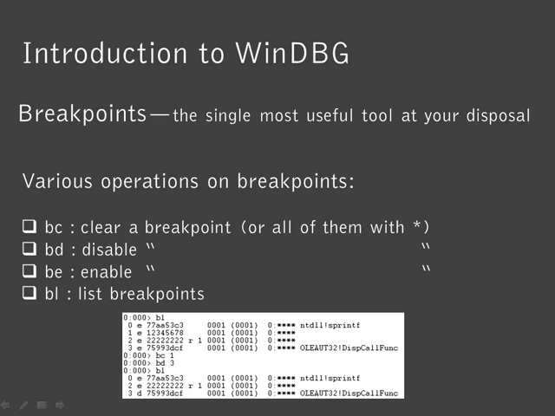So you've got the BC command, you do BC space 0, 1, 2, 3, or you can comma separate them, and that'll clear a breakpoint. In other words, completely remove it. BD will disable them, BE will enable them, and BL will list them.